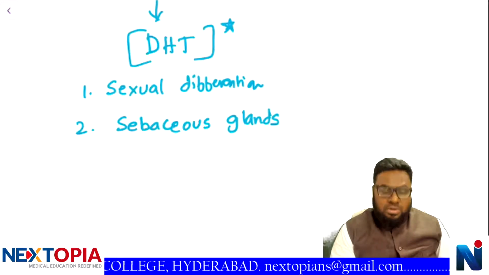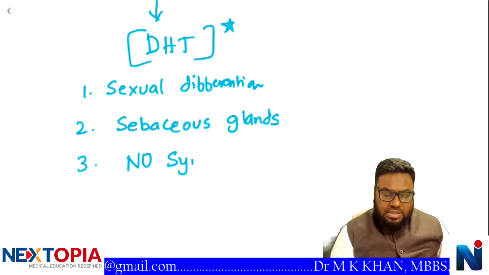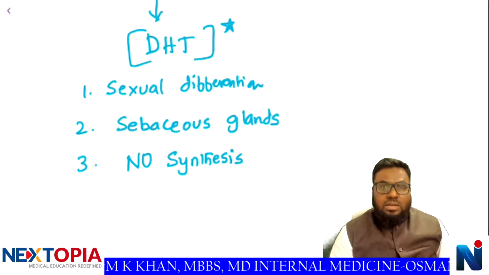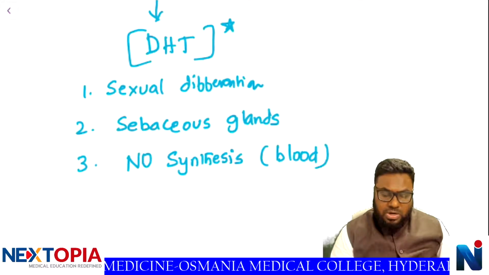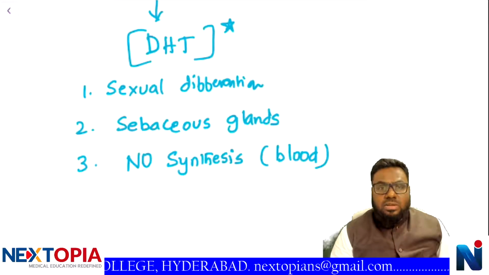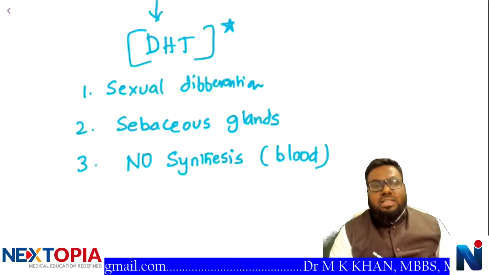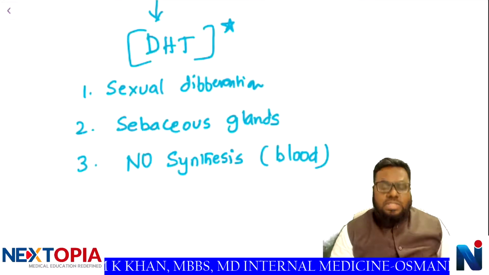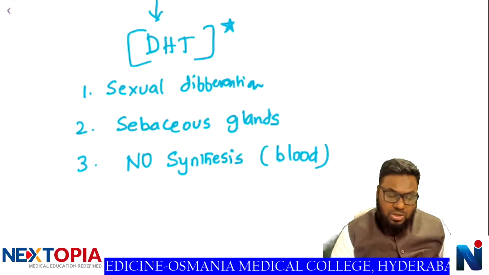Then it is responsible for synthesis of nitric oxide. This nitric oxide synthesis, especially during erection, helps in accumulation of blood in the penis. Blood flow is increased in the venous circulation of the penis and erection occurs. So the erection is a feature because of nitric oxide synthesis. Nitric oxide synthase is an enzyme which is activated by dihydrotestosterone.